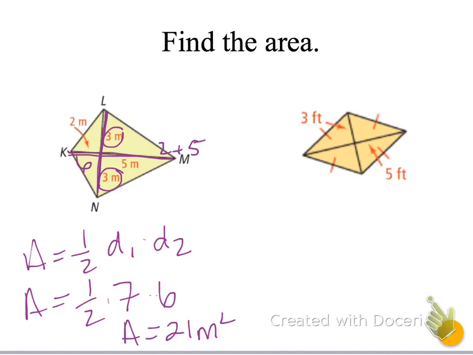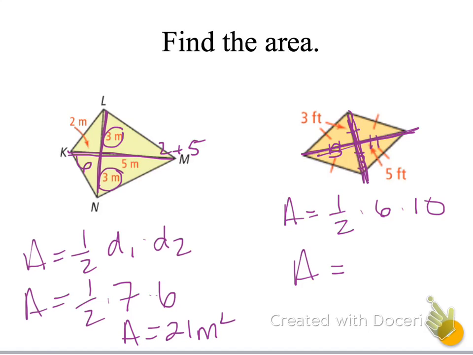Okay, my next one, we said that for a rhombus, these diagonals are congruent and these are congruent. So that means if this is 3, then this is also 3. If this is 5, then this is also 5. So A equals 1.5 times my diameter 1, so let's do our 3's. So I need that full length, so 3 plus 3 is 6. And then I need this full length, so 5 plus 5 is going to get me 10. So 0.5 times 6 times 10. The area of this is going to be 30 feet squared.